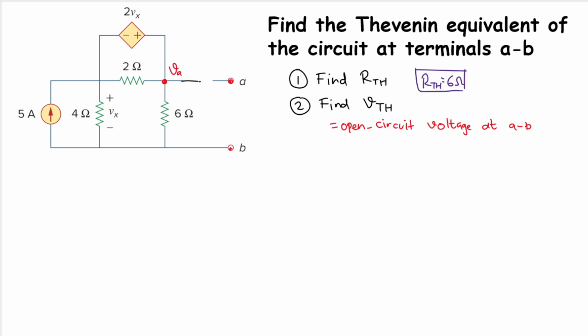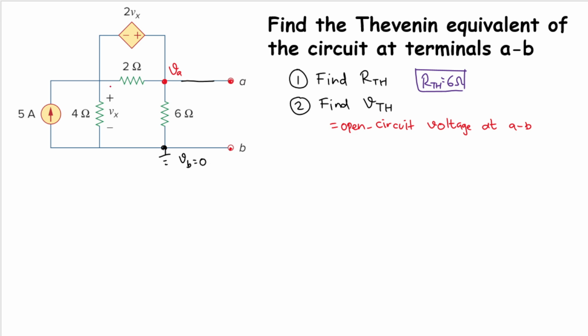And we will have it like this. Good. And let's set this as our ground here. So the voltage here, which is VB, actually is equal to 0.